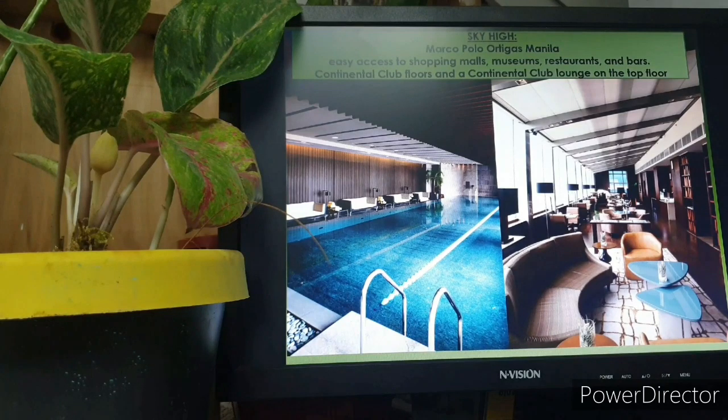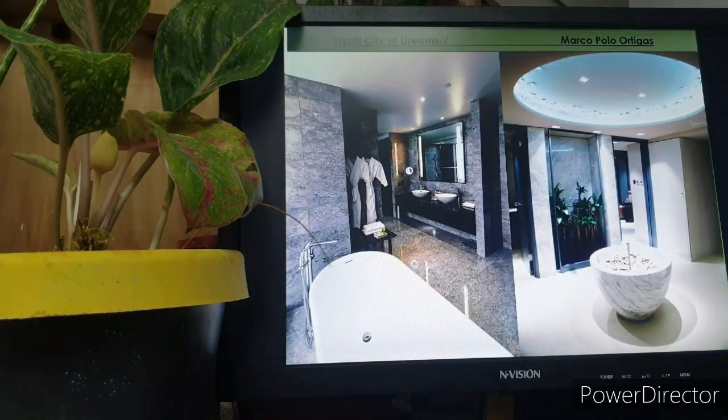Dubbed as the first Sky Hotel. So that means their hotel's rooms and amenities are situated on the top 20 floors of the hotel building. Imagine that one, 20 floors. Next in line, we have the City of Dreams by Hyatt. It is owned and developed by Melco Resorts. And the resort consists of 6 hotel towers with 938 rooms.